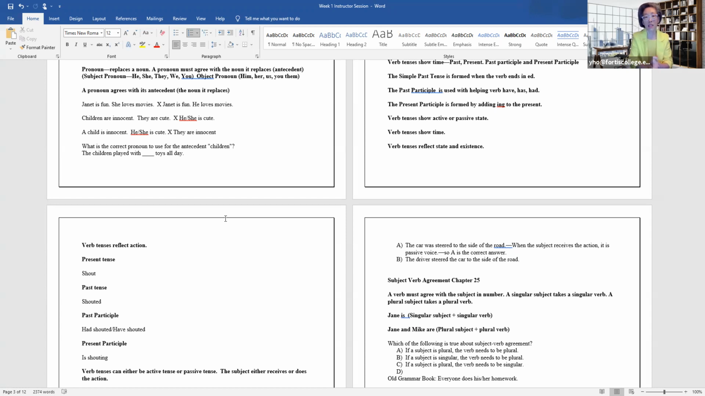And so this test quiz goes by the old style grammar of just he and she, even though in today's language you would use they, but this quiz goes by he and she. So an antecedent is what goes before the pronoun, and then the pronoun has to agree with that antecedent. In other words, the pronoun agrees with the noun. And so a pronoun agrees with its antecedent, the noun it replaces, and Janet is fun.